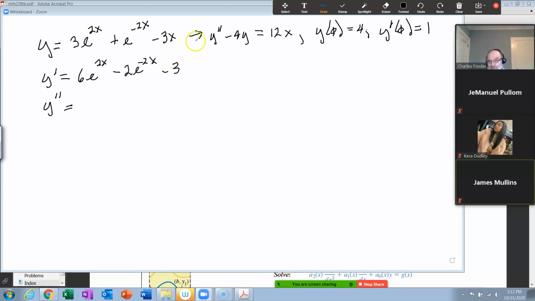Okay, y'' would be, where's my pen? There it is. 12e^(2x) plus 4e^(-2x), with the chain rule. I'm doing it rather quickly, and then this gives you nothing. So let's plug this in here for y''. 12e^(2x), I left off my x here. I said it but didn't write it. Plus 4e^(-2x), that's all that is. That minus 3 is part of that problem, not part of this one.